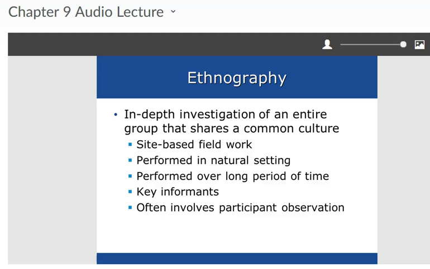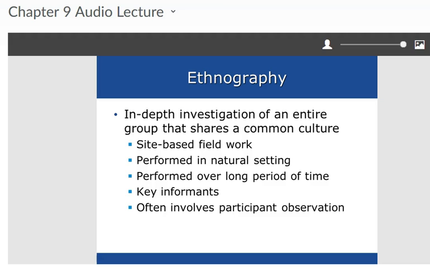Many times it's site-based fieldwork performed in a natural setting, so where it is that that culture is found, and it must be performed over a long period of time to fully understand the nature of how that culture plays out. We typically have contact with informants, individuals who can give us rich information about what it is like to be part of that culture. And it often involves what's called participant observation.